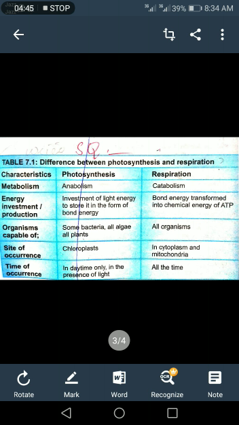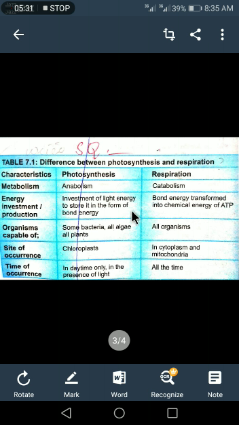And energy is invested in photosynthesis in the form of bond energy, because energy is stored in the bonds of food molecules in photosynthesis, and energy is transformed into chemical energy of ATP in the process of respiration. That is energy investment, a difference between respiration and photosynthesis.